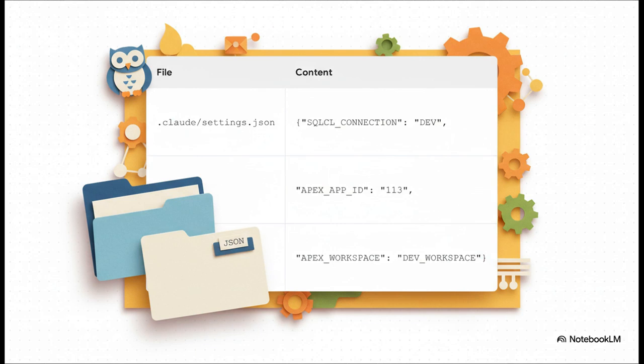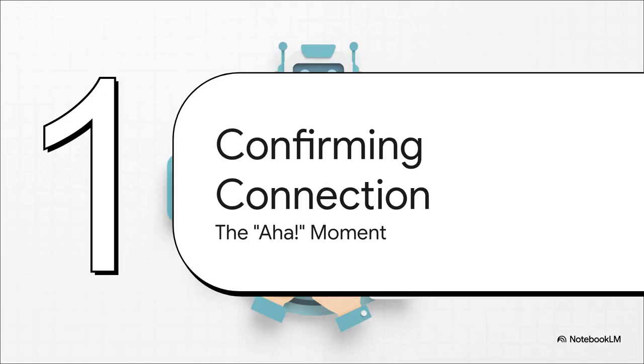We are so close. Step 4 is the last little bit of configuration. We just need to tell the skill which Apex app to work on by default. To do that, you're going to create a new file called settings.json right inside that .claude folder. And inside that file, you just need to put 3 things: the name of the connection you just saved, the ID of your Apex application, and your workspace name. That's it.